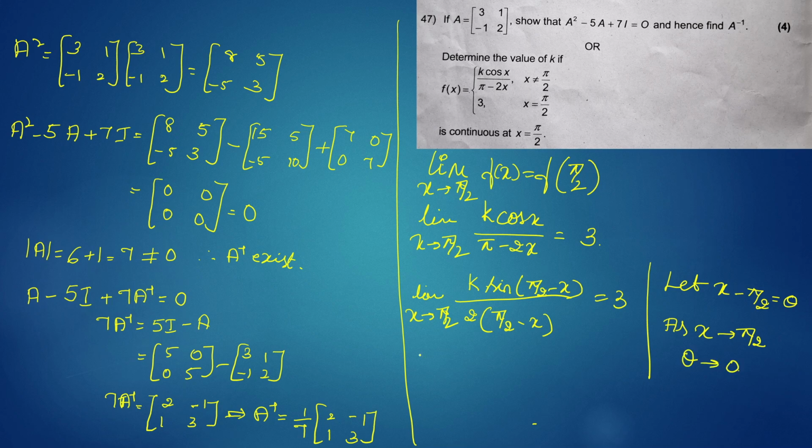Therefore, by changing the limit and the terms, we get limit theta tends to 0 k into sin theta divided by 2 theta, which is equal to 3. We know that limit theta tends to 0, sin theta by theta equal to 1. Therefore, the value will be k by 2 equal to 3, which implies k equal to 6. This is the value of k.